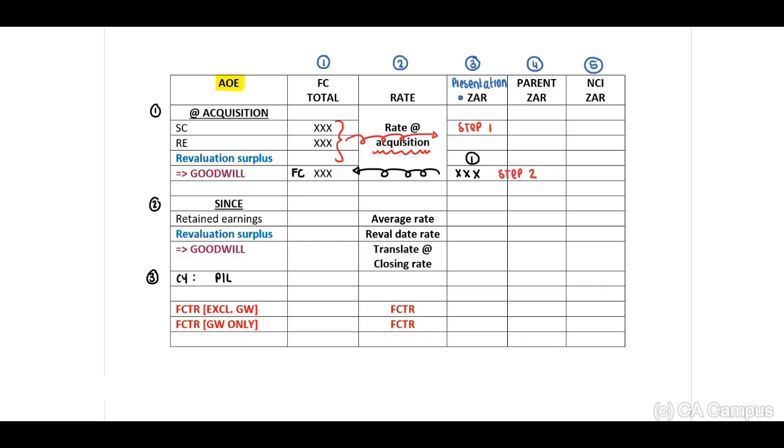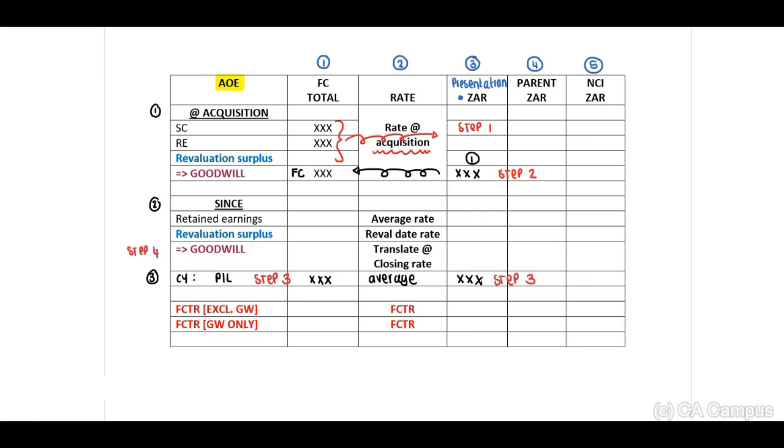Your step 3, you need to translate your retained earnings or your profit for the current period. Let's look at our profit. Step 3, you need to translate your foreign currency of your profit based on your average rate into your presentation currency. Step 3. Step 4.